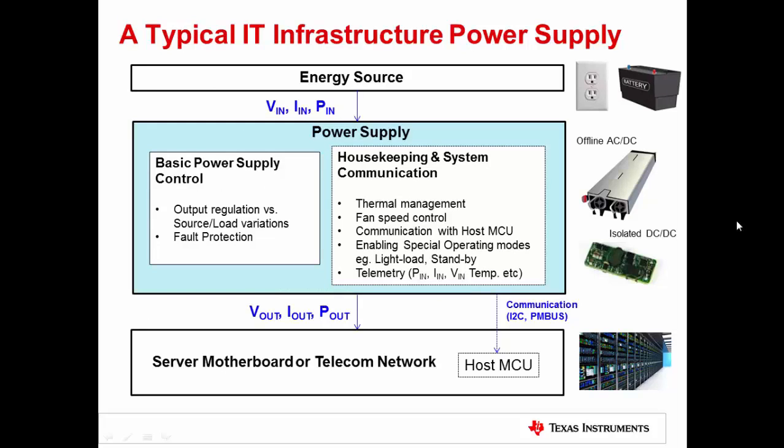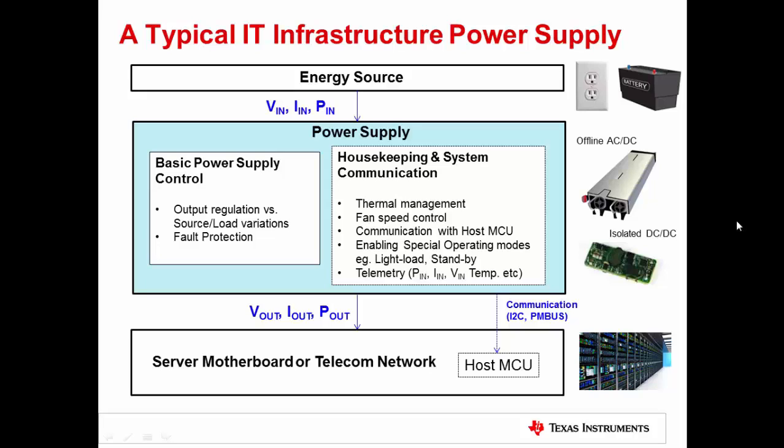A power supply is a piece of electronic equipment that connects to an energy source and does the task of providing a very well-regulated voltage, current, or power to an electronic load. For example, the energy source in question could be the AC outlet in the wall, and the power supply, an offline AC to DC power supply, which delivers a regulated DC voltage to a data center.